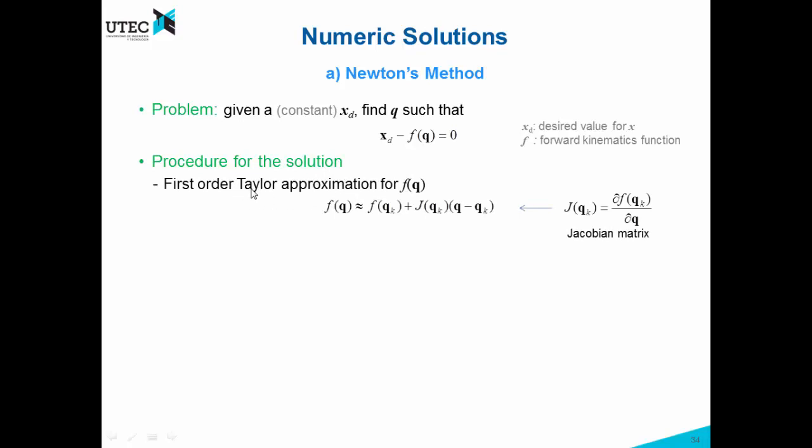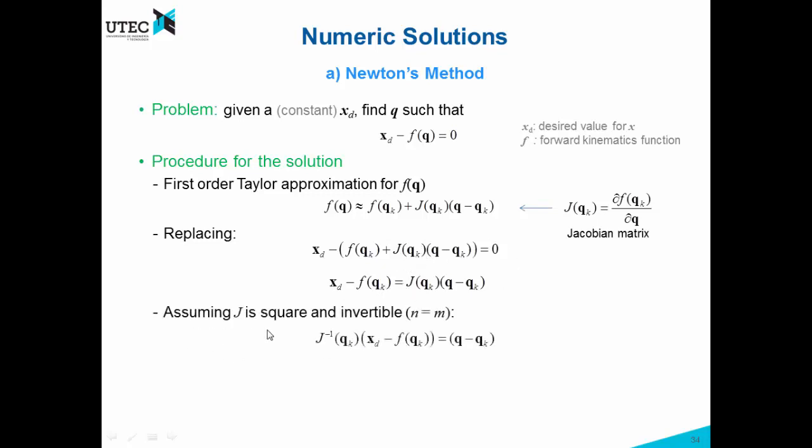First, we obtain the first order Taylor approximation for this f. This is the first order Taylor approximation, where this J is the Jacobian matrix, which is just the derivatives that you have seen in calculus courses. Now we replace this f into this expression here, and we obtain this new expression. We reorder the terms, and we put here xd minus fk, and then we put this J on the other side of the equation, and we can assume that J is square and invertible, so that n equals m, so the inverse exists.